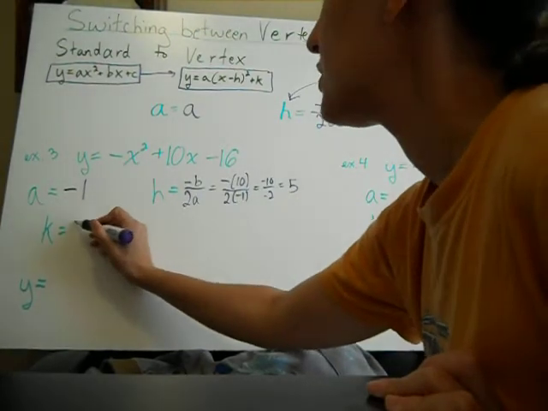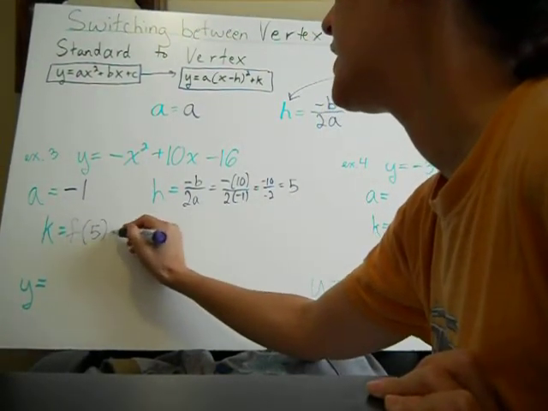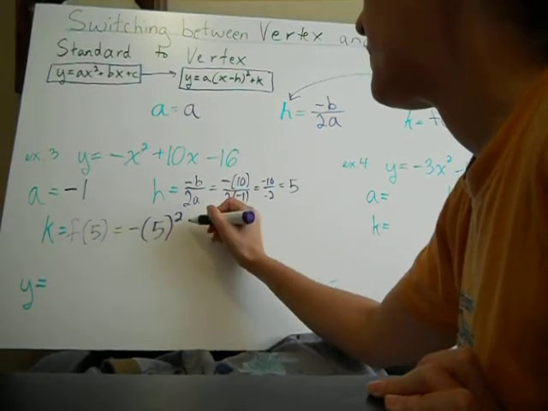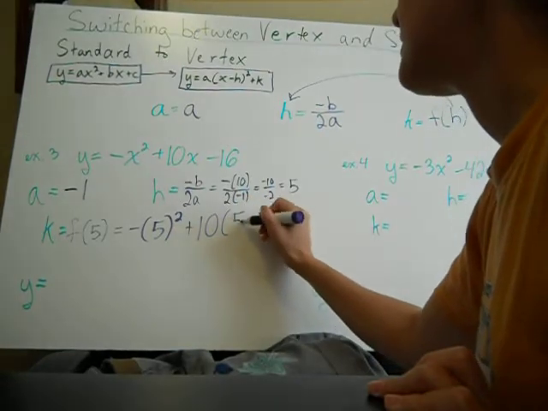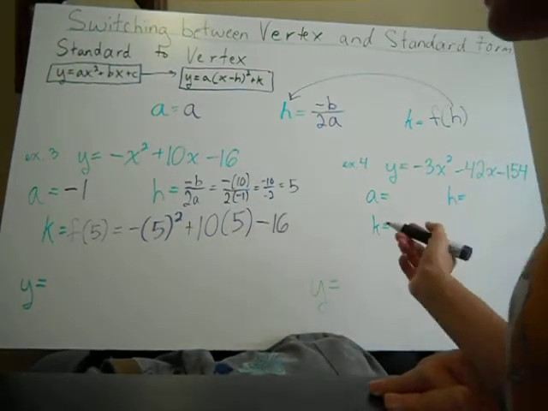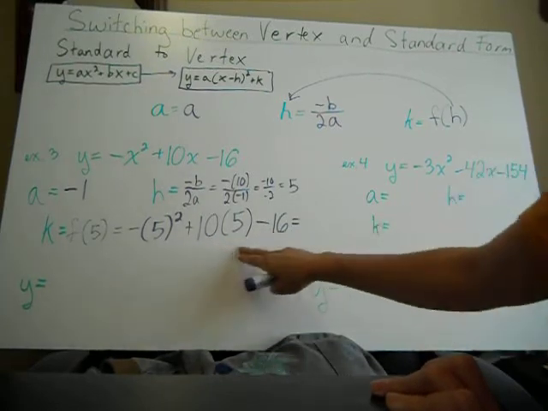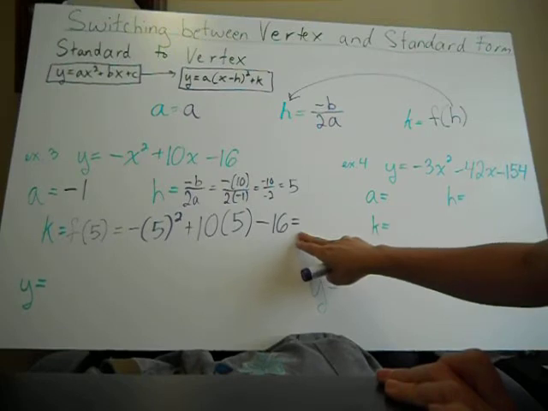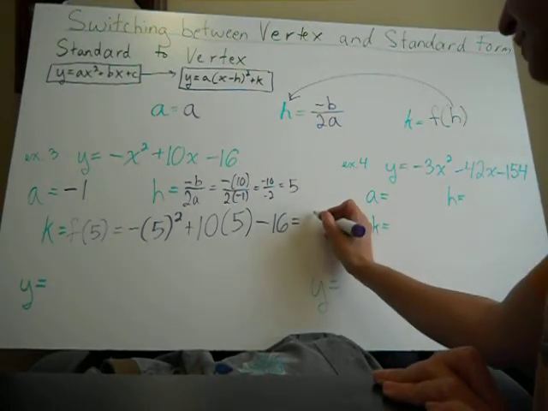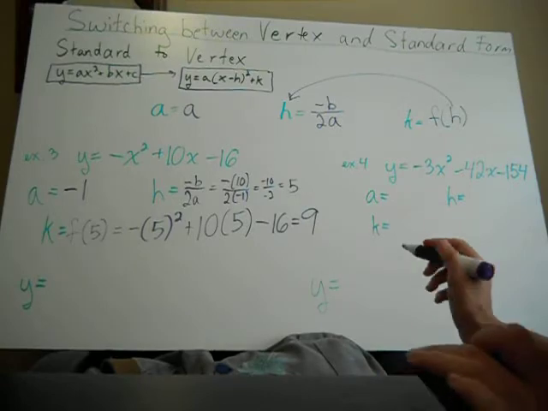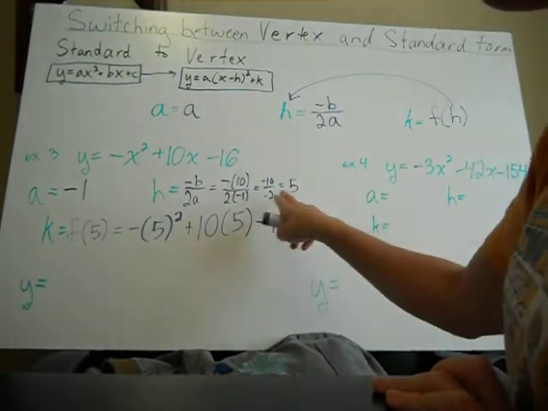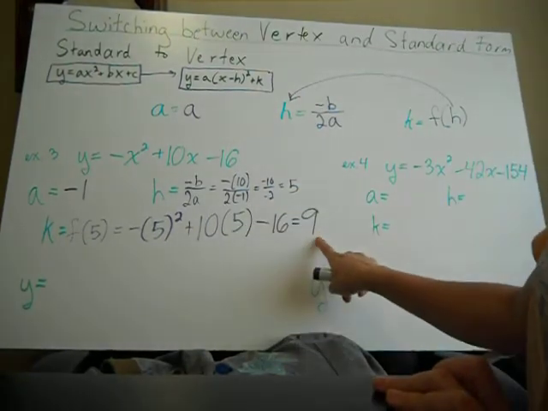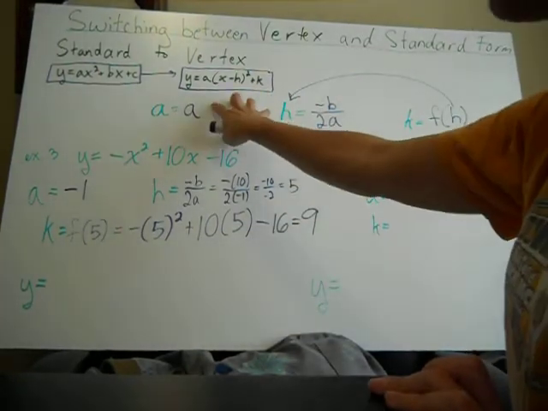So k is equal to f of 5, which is negative 5 squared plus 10 times 5 minus 16. And when you plug that into your calculator, or if you want to do it by hand, that's fine too, you should get a value of positive 9. So now you have your 3 letters. You have A, which is -1, H, which is 5, and K, which is positive 9. And those are the 3 numbers you need for this.